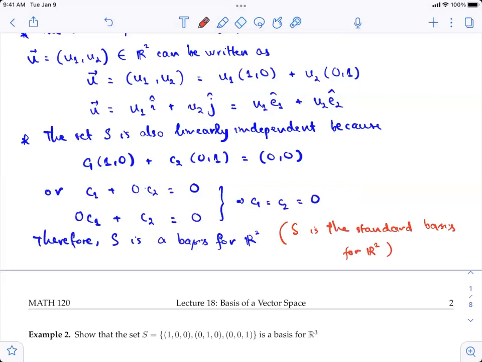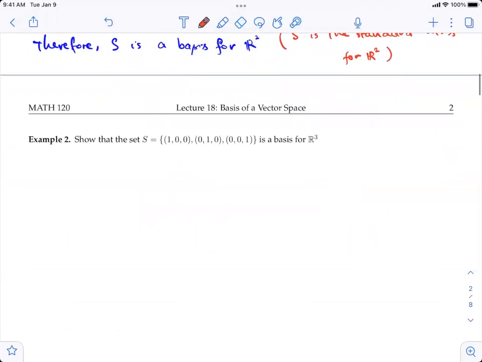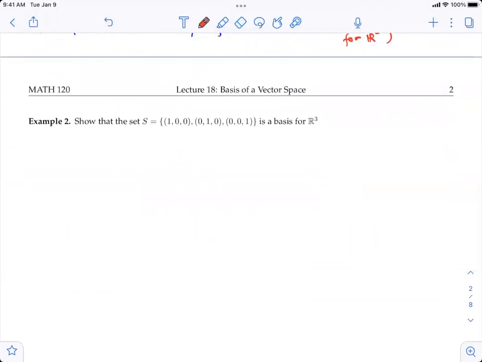Now we move on to a very similar problem, but instead we're going to deal with three-dimensional vector space. Given the set of vectors S equal to (1, 0, 0), (0, 1, 0), and (0, 0, 1), these three vectors are the standard unit vectors in R3. Now we're going to show that S is a basis for R3. Again, we want to show two things. First, S spans the entire vector space, and then we want to show S is linearly independent.